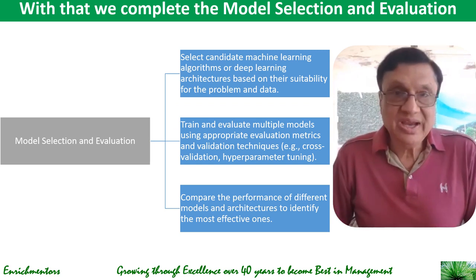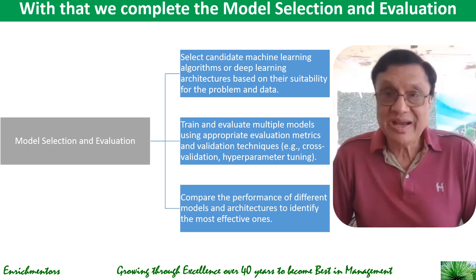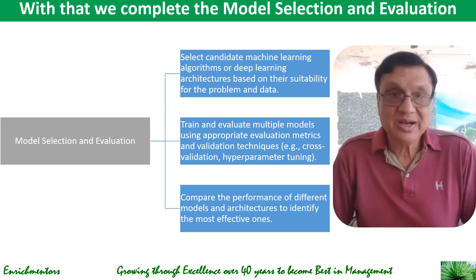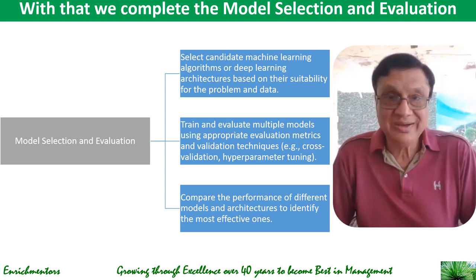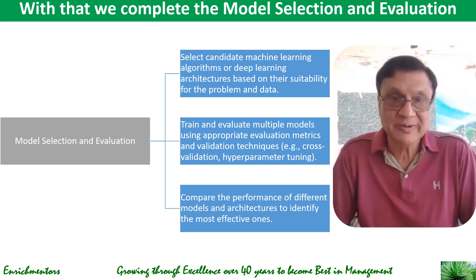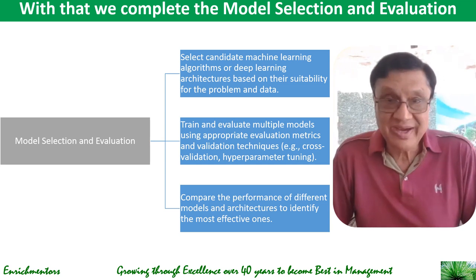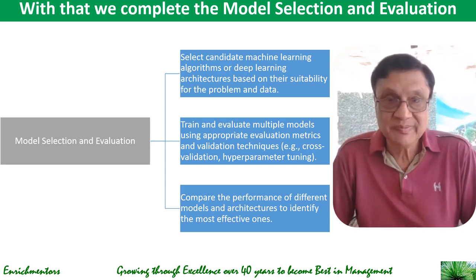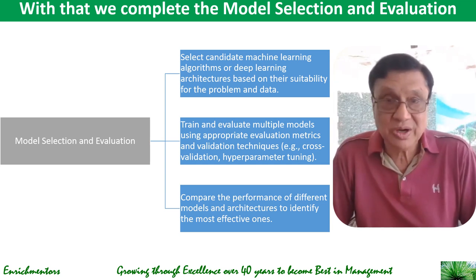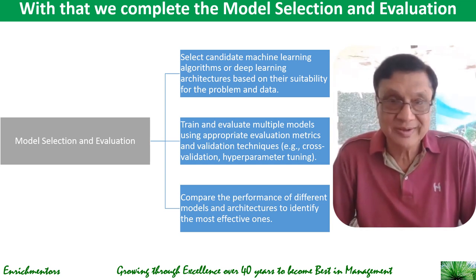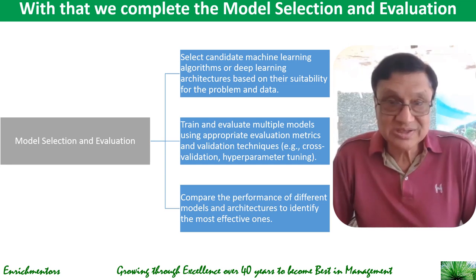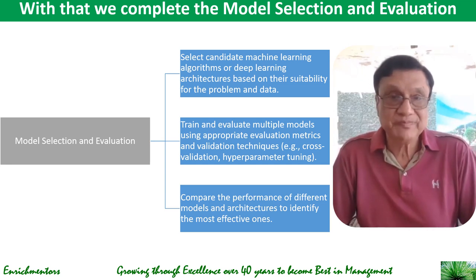So with that, we have completed the model selection and evaluation part in artificial intelligence. We looked at how to select candidate machine learning algorithms or deep learning architectures based on their suitability as the first step. Then we trained and evaluated multiple models using appropriate evaluation metrics and validation techniques, and there we learned about cross-validation and hyperparameter tuning. And now, in this lecture, we compared the performance of different models and architectures to identify the most effective one.